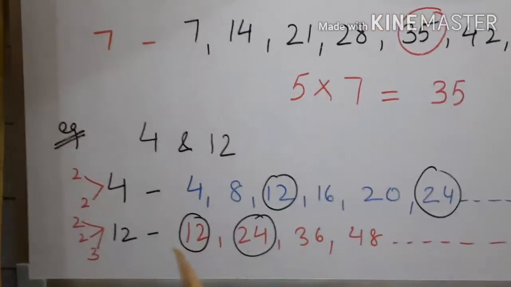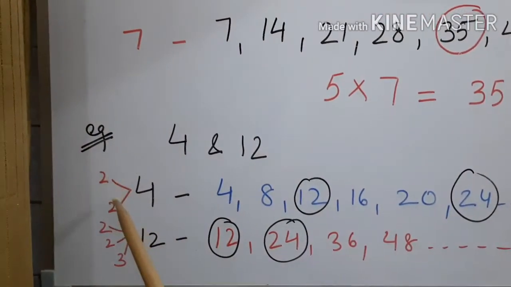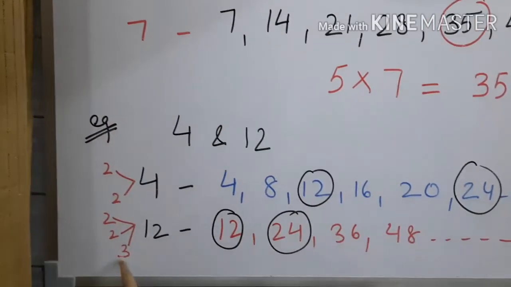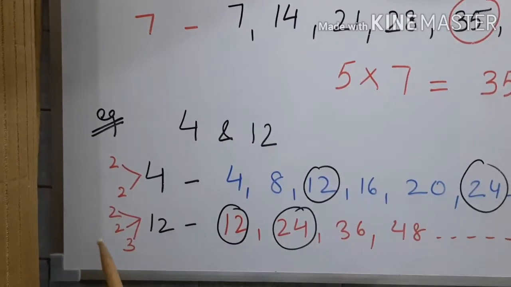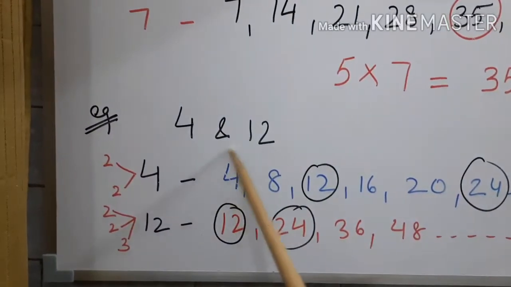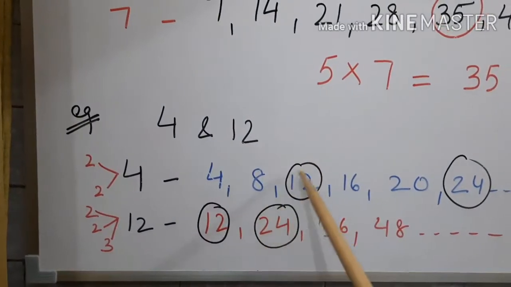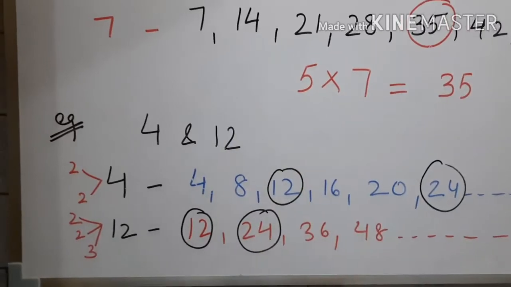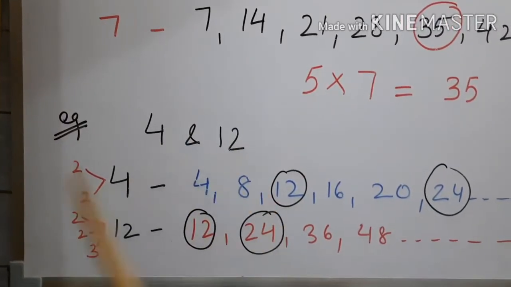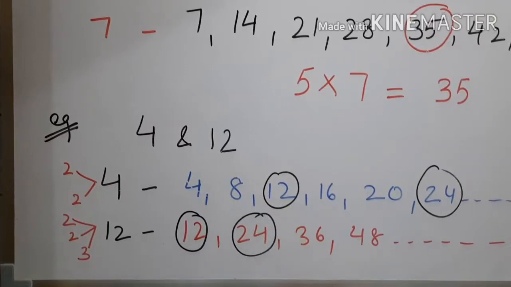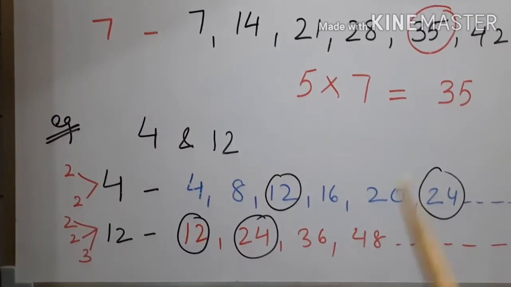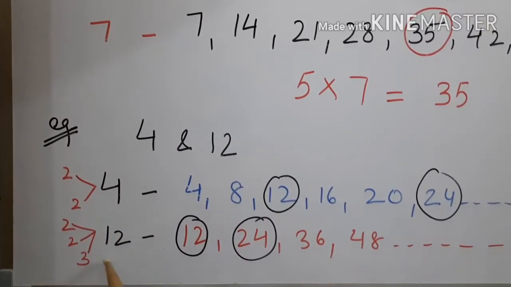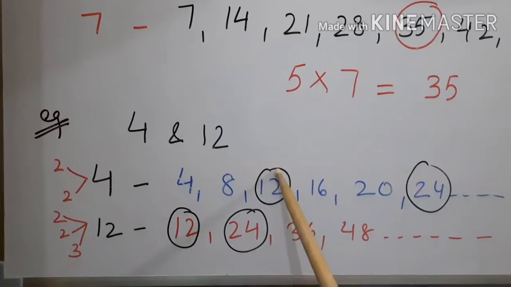In this, what do I observe? What are the factors of 4? They are 2 multiplied by 2. And what are the factors of 12? They are 4 multiplied by 3, or you can say 2 multiplied by 2 multiplied by 3. So every third number, 1, 2, 3, 1, 2, 3, every third multiple of 4 is a common multiple of 4 and 12. So if any two numbers have common factors, then their multiples will be in this way.